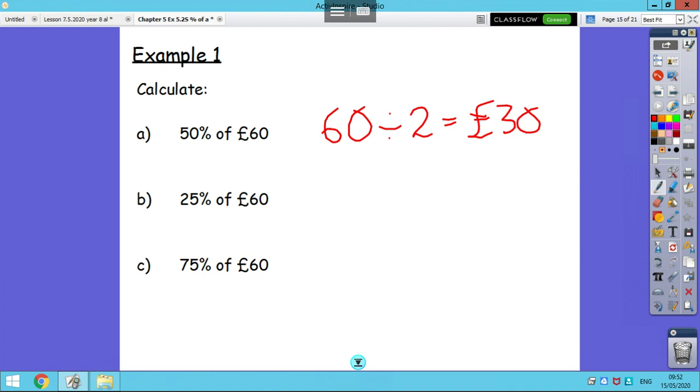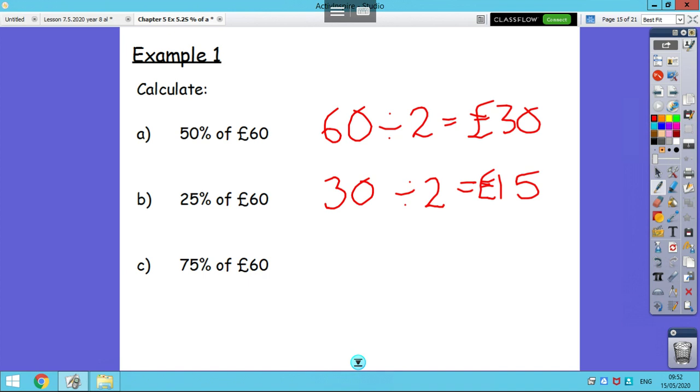So we know 50%. How could we find 25%? Well, what we could do is we could get our 50% and divide it by 2 again to find 25%, which would give me £15. Because half of 30 is 15.